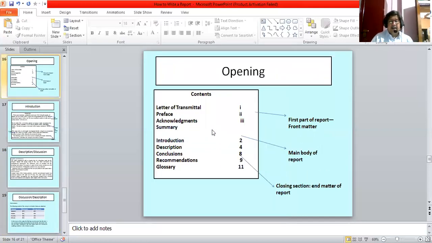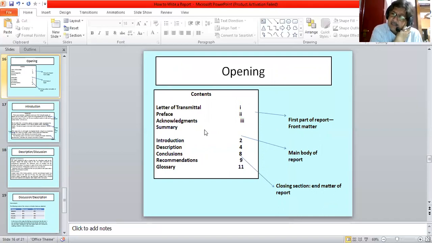Then we have, of course, the contents section where we can see that all the different parts are arranged in sequential order with the relevant page numbers. Letter of transmittal, preface, acknowledgements, and then the summary, of course. The summary gives us the brief gist of the report. And this follows immediately after this section.